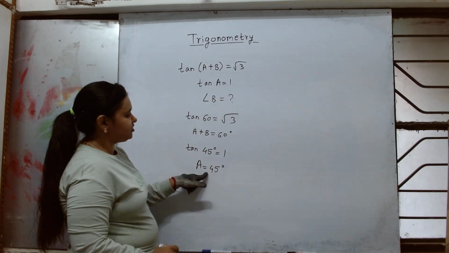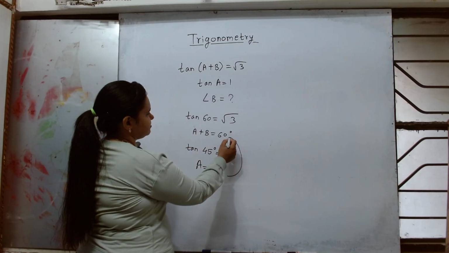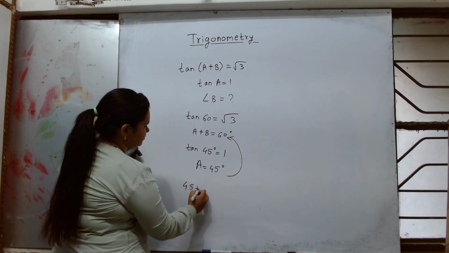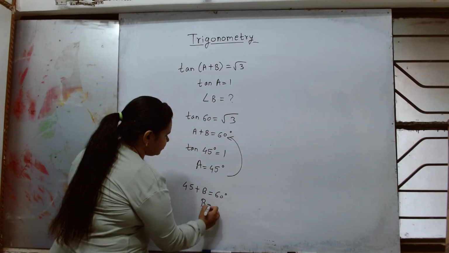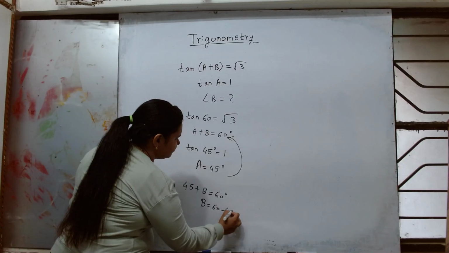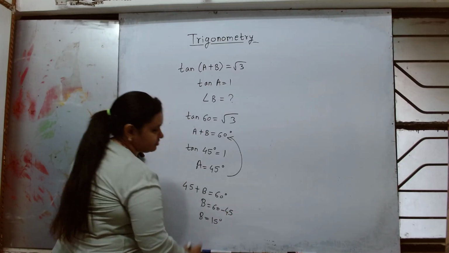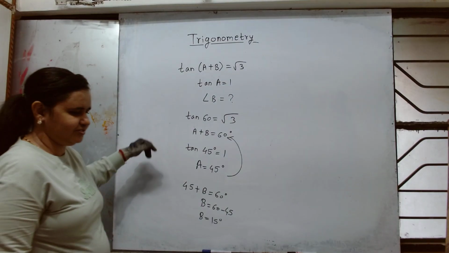Okay, then put the value of A is equals to 45 degree in this. It will be A is 45 plus B is equals to 60 degree. Then B will be equals to 60 minus 45. It will be equals to 15 degree. It is a shortcut method actually. That was too lengthy a method. Okay.